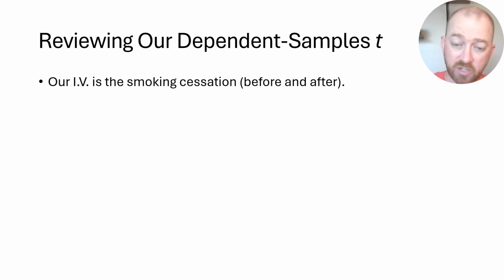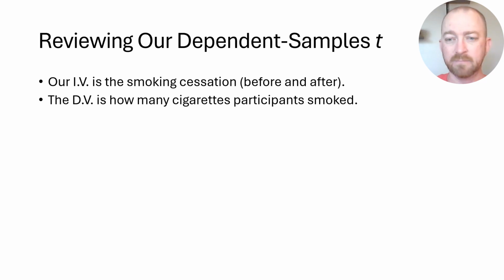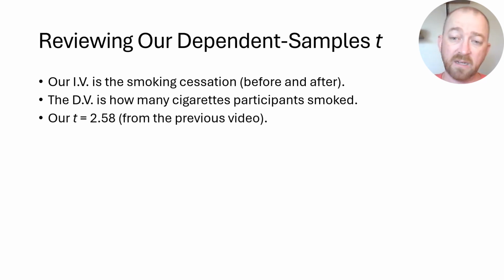Okay, to catch you up, if you missed the last video, we had an independent variable which was smoking cessation. We had a dependent samples design, meaning we were measuring, in this case, the same people at two different time periods. One was before the intervention, which was a hypnosis session, and one was after the session. And our dependent variable was how many cigarettes they smoked. Exactly. So we ended up at a t-value of 2.58, meaning that overall they smoked fewer cigarettes at the second time that we measured them compared to the first.